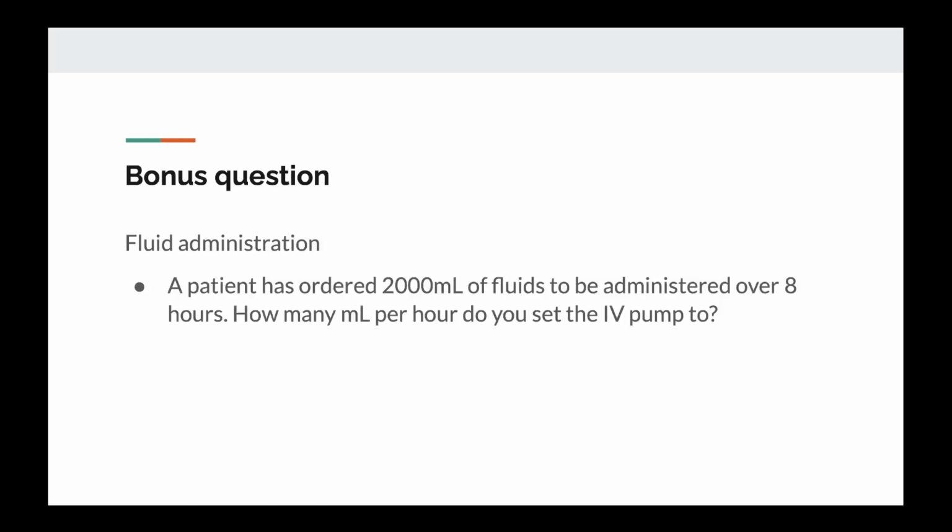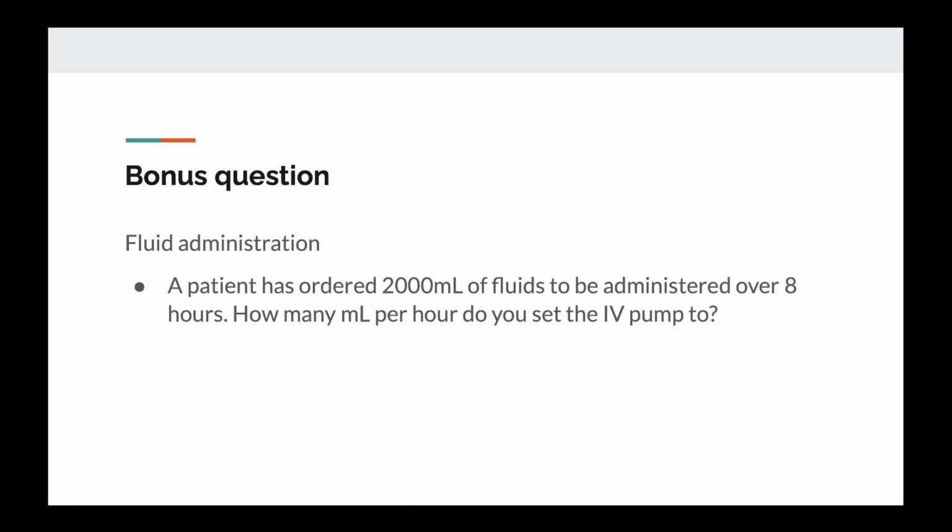So I added some bonus questions here for you, although I think at this point you have all the fundamentals you need to really pull apart any question that's thrown at you. But sometimes they're going to ask you questions about IV infusions, so that's what we're going to go into here real quick. A patient has 2,000 milliliters of IV fluids, let's say normal saline, to be administered over 8 hours. How many milliliters per hour do you set the IV pump to?